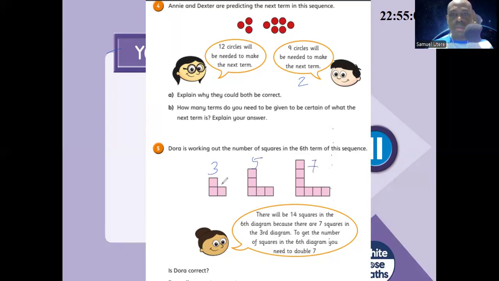Okay, so first term, second term, third term, fourth term will be plus 2, which is 9. Fifth term will be 11 because 9 plus 2 is 11. And the sixth term will be 13 because 11 plus 2 is 13.